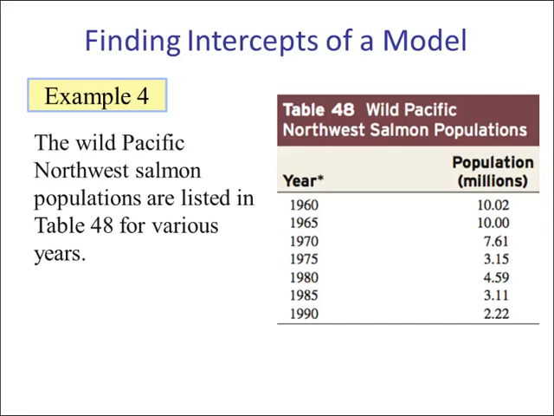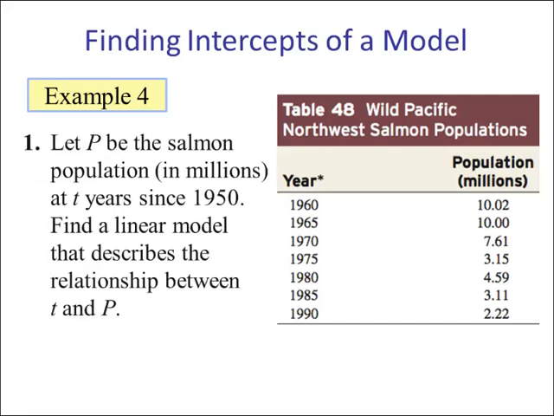Example 4. The wild Pacific Northwest salmon populations are listed in Table 48 for various years. Let P be the salmon population measured in millions at T years since 1950. Find a linear model that describes the relationship between T and P.